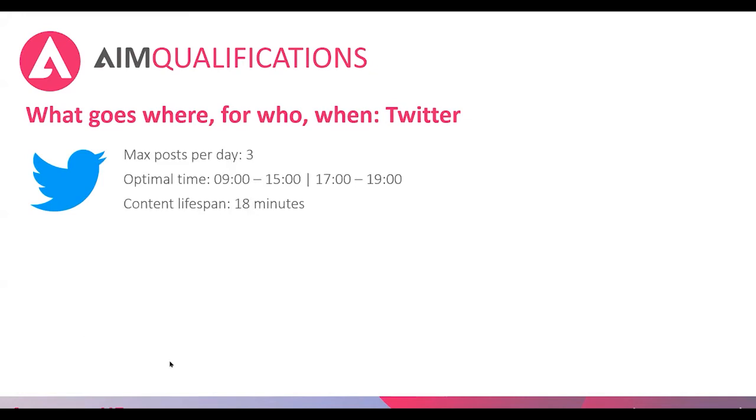Twitter. The maximum posts a day is 3, or you could spew stuff out all day, but realistically you want to focus it and keep it controlled. You can post between 9 and 3 and then 5 and 7. A lot of these will show 2 different post times, but content on Twitter lasts a lot shorter. It's only 18 minutes. So you've got to think about when you're posting and when your audience are going to be looking.